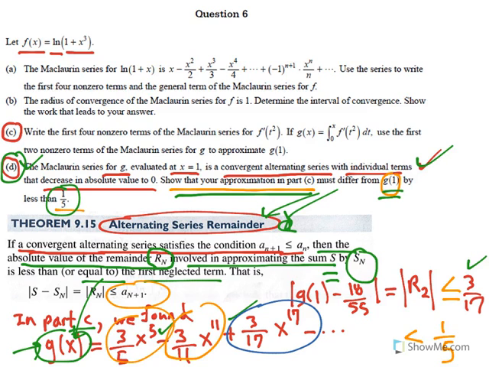So if you look at this inequality, we're saying that the absolute value of the difference between the exact value of g of 1 and our approximation for it has to be less than 1/5, and that's what we wanted to show. Show that our approximation in part C must differ from the exact value of g of 1 by less than 1/5. We were able to do so by using the alternating series remainder.